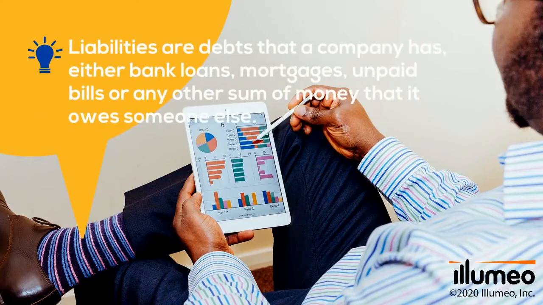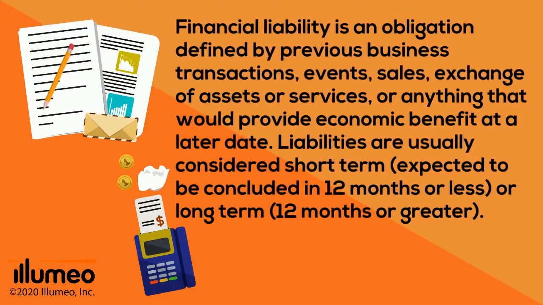Liabilities are debts that a company has, either bank loans, mortgages, unpaid bills or any other sum of money that it owes someone else. Financial liability is an obligation, defined by previous business transactions, events, sales, exchange of assets or services, or anything that would provide economic benefit at a later date. Liabilities are usually considered short-term or long-term.